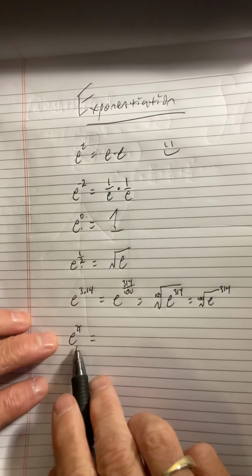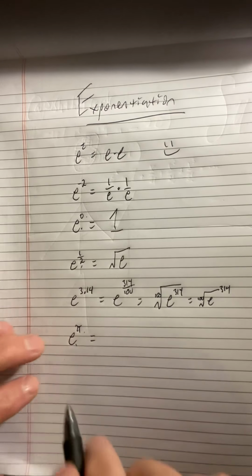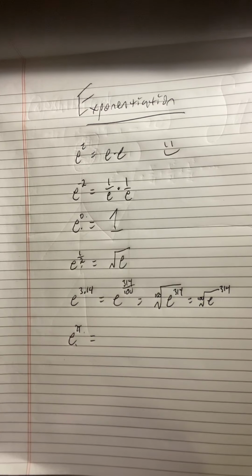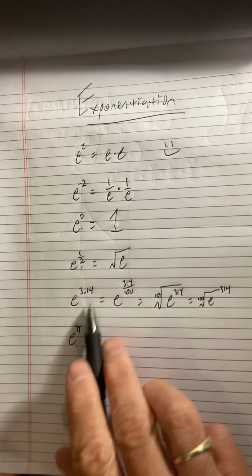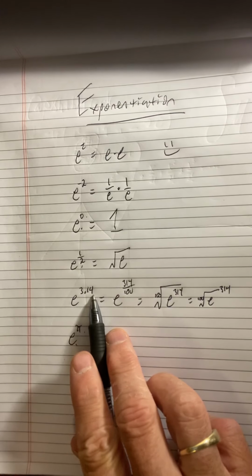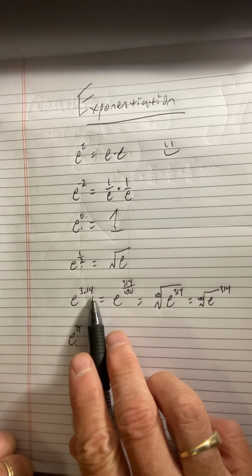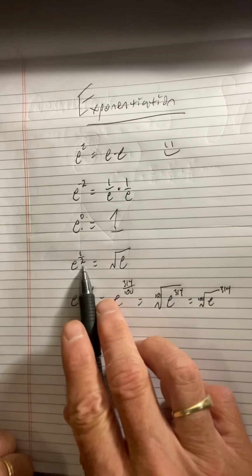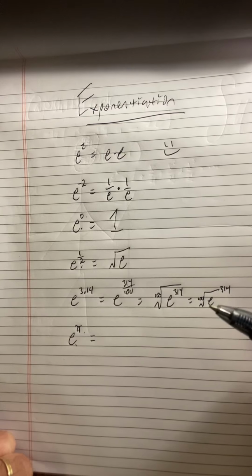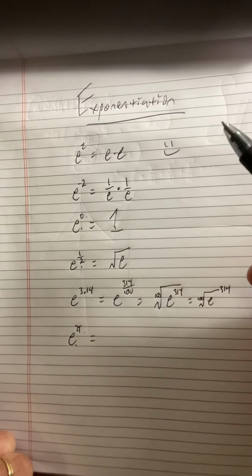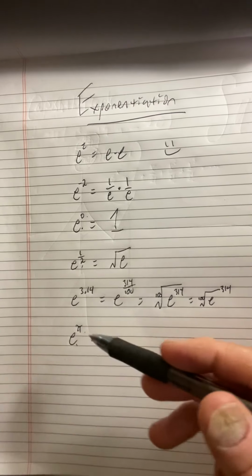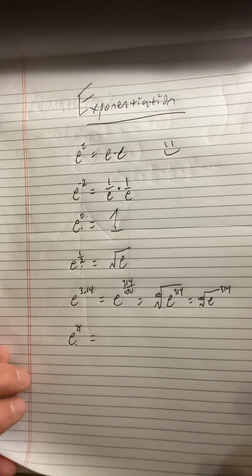But what does e to the pi mean? That's never been defined in any of your previous classes. I mean, pi can't be written in decimal form that will terminate or repeat. In other words, it can't be written as a fraction of integers. So what does this mean then? It hasn't been defined for you. So think about the consequence of that.